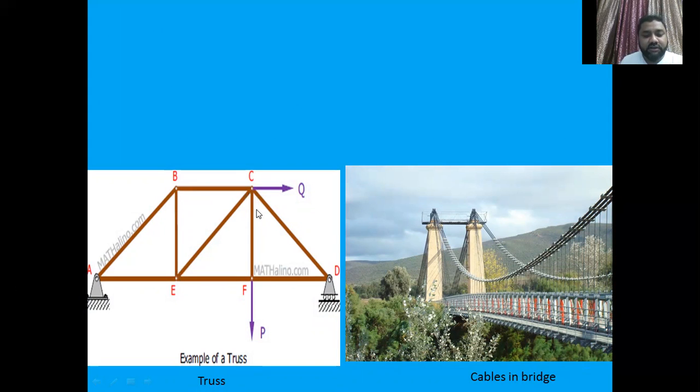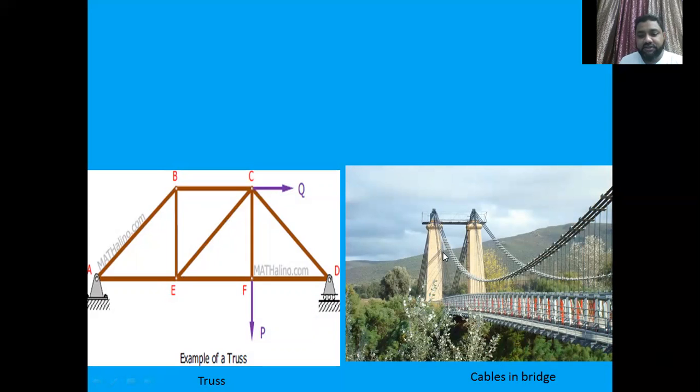And the second one, that is the important one, is the load. Load will always act at the joints. Load will never act along the members. If it acts along the members, then it will produce moment about the joint. So that's why in case of truss, the load will always act at the joints only.